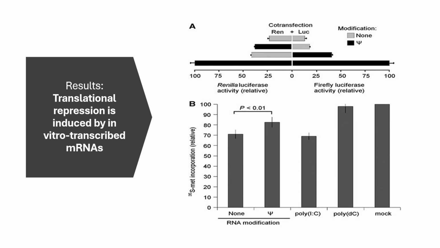In image B, we can see that cells were transfected with either unmodified or pseudouridine modified RNA. Cells were incubated with 35S methionine and the proteins were precipitated. The graph basically shows that translational efficiency is increased when the transfected mRNAs contain pseudouridine modifications.